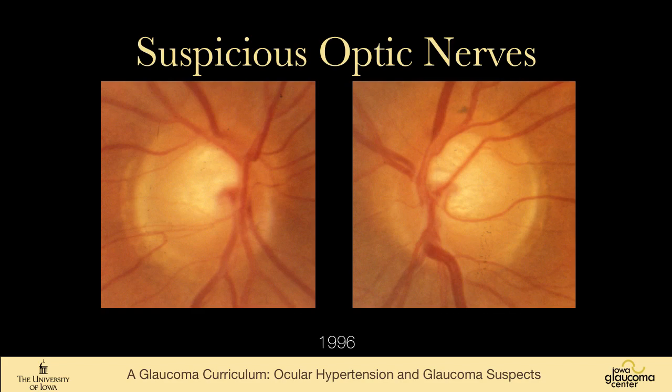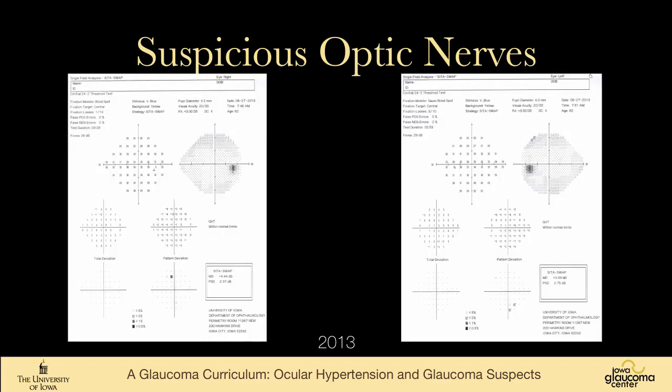This is a patient of mine I've been following since 1996. Very large cup to disc ratios, but the rims are intact. He may be the only patient on whom I do SWAP perimetry because he's really good at it and because I've been doing it for years and years and years. But his fields are normal.